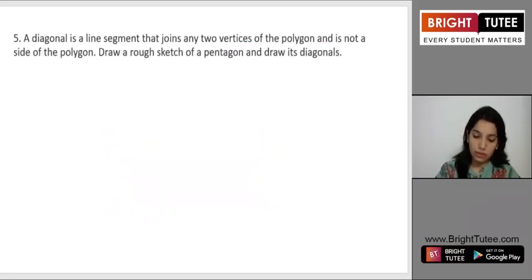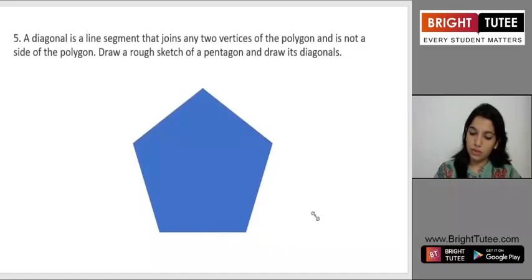Moving forward, this is the last question for today. A diagonal is a line segment that joins any two vertices of a polygon and is not a side of the polygon. Draw a rough sketch of a pentagon and draw its diagonals. So let me just insert the image of a pentagon here. So this is a pentagon, and we are going to draw its diagonals. I hope you remember how we used to draw the diagonals.